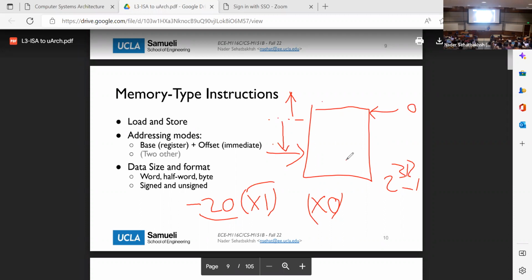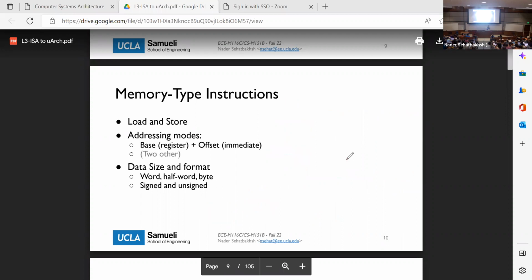So that's the idea, right? The base could be anything between 0 to 2 to the power 32, depending on what register you're using, and then the offset could be anything. So usually the big chunk is covered by the base, and then somewhere around that is where you use your offset. Okay.